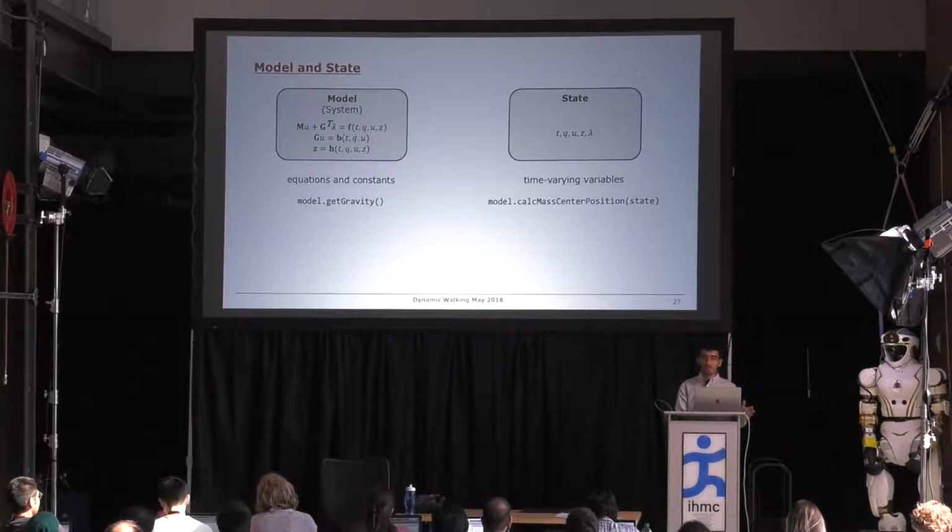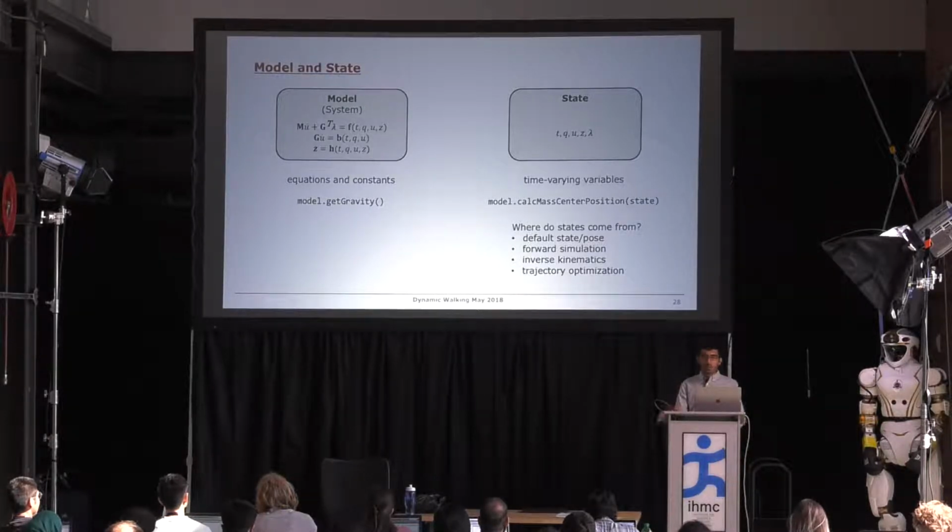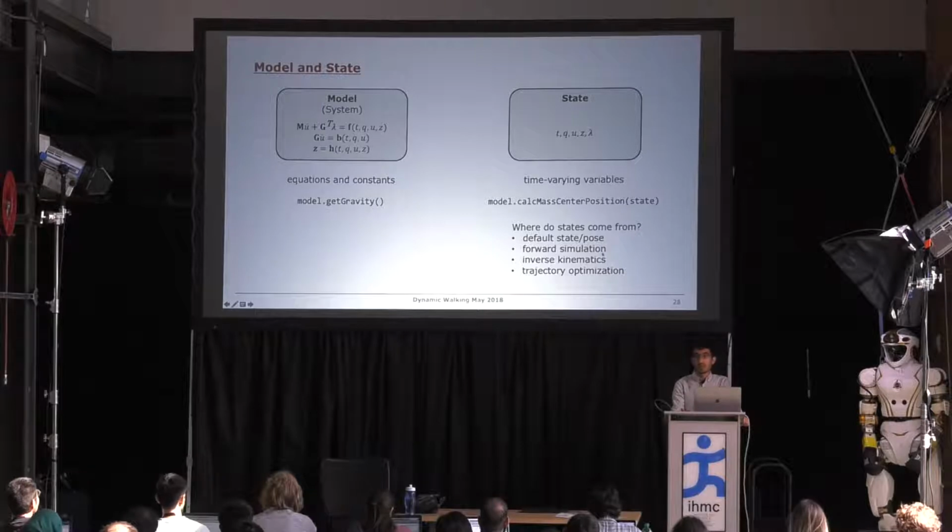So that separation of model and state in OpenSim is a key concept of our API, and that separation makes OpenSim flexible and reduces errors. So where do states come from? The model can provide you with the default state using init system, which you saw earlier. You obtain states from forward simulations. You can obtain states doing inverse kinematics, where you're fitting marker data to obtain joint angles. And you can obtain states through trajectory optimization methods.